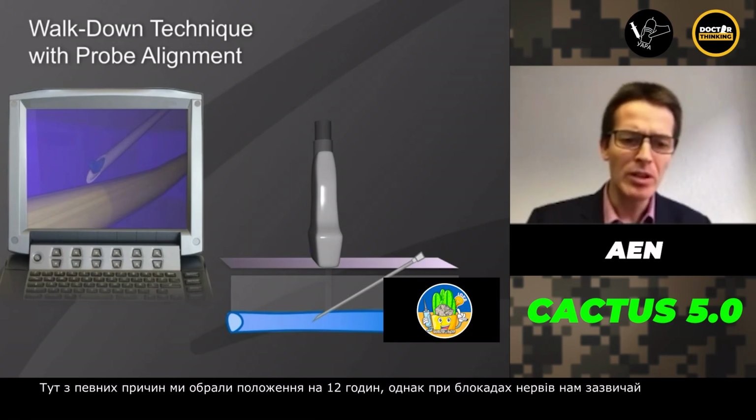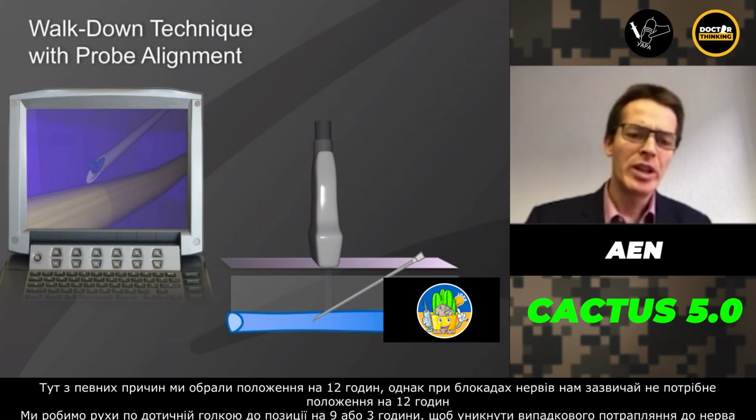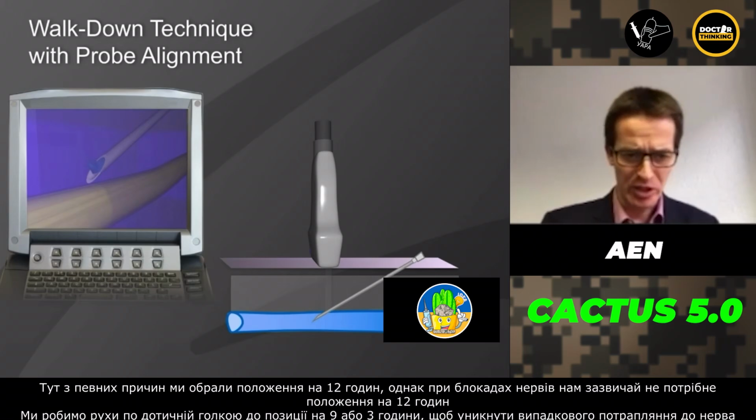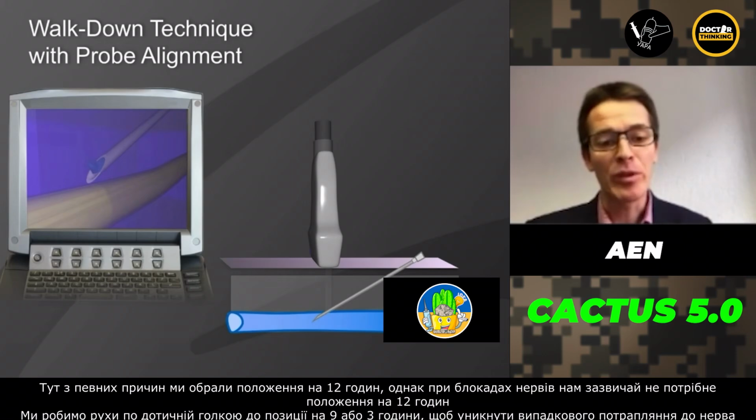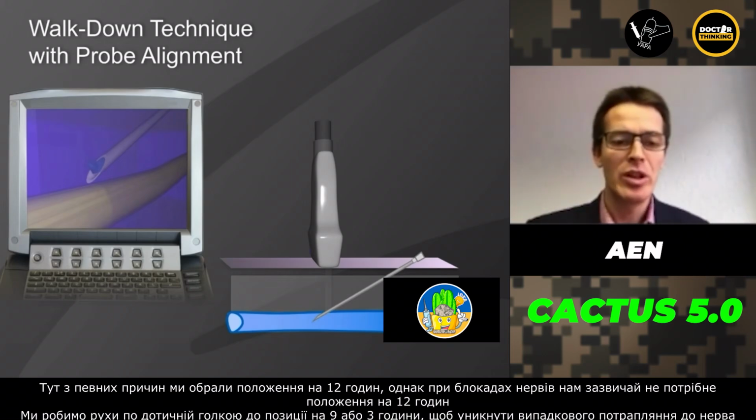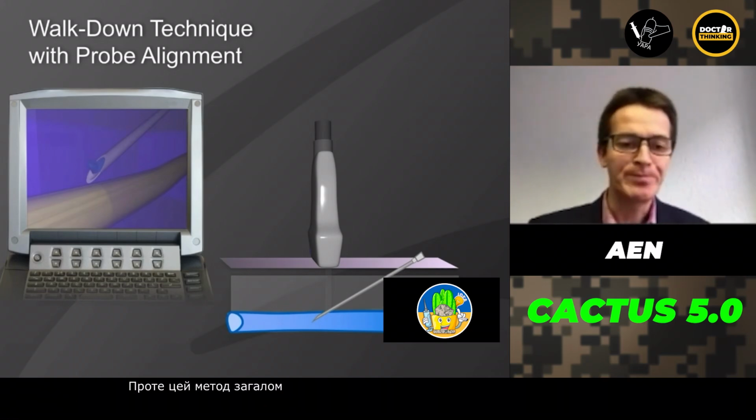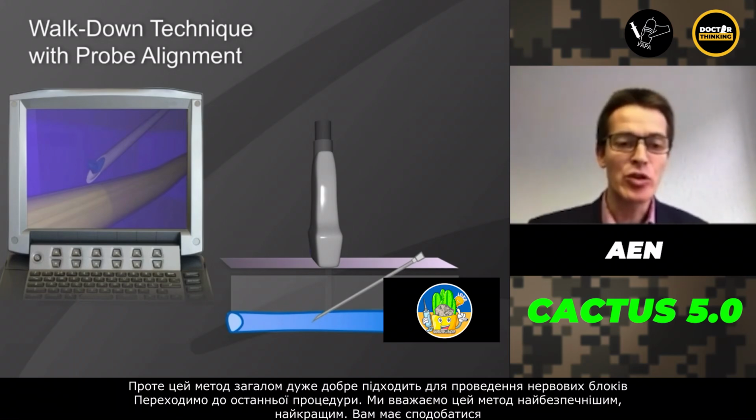anesthetic. However, shown here, for didactic reasons we have chosen the 12 o'clock position, but usually in nerve blocks we don't want the 12 o'clock position, so we want to have a tangential needle pass to the 9 o'clock or the 3 o'clock position in order not to accidentally get into the nerve. But this method is certainly very good for nerve blocks in general.